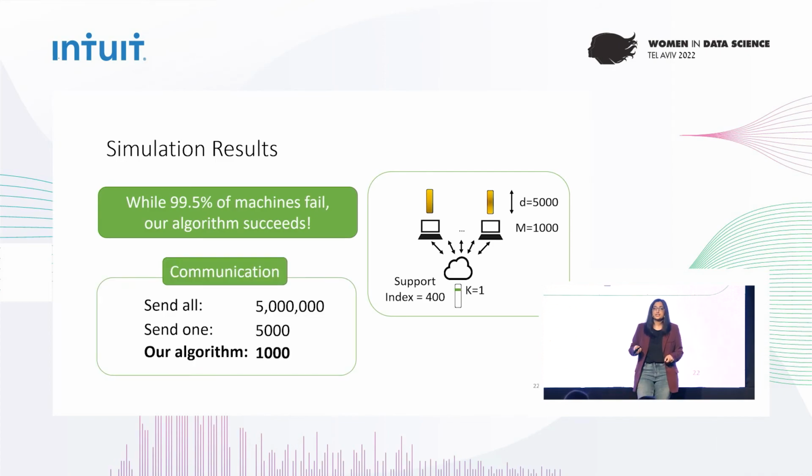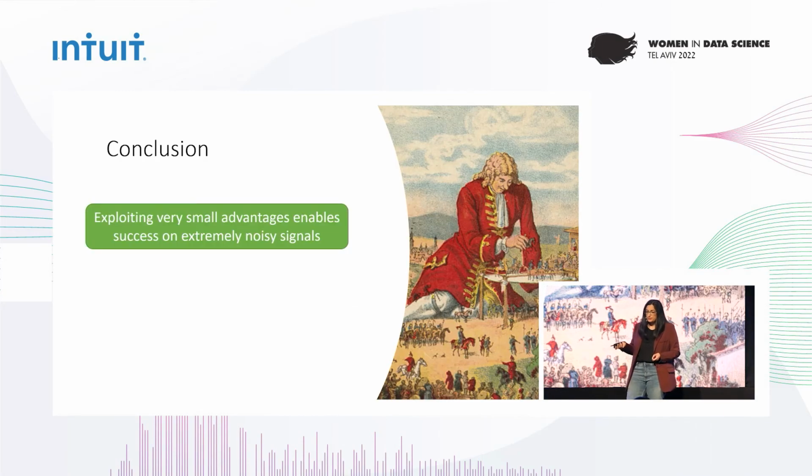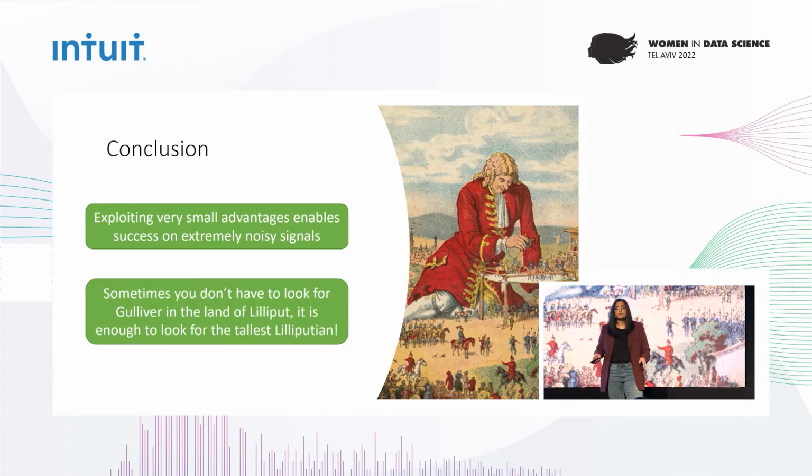In terms of communication, the naive algorithm we showed in the beginning that sends everything uses 5 million values. Even sending one image requires sending 5,000 values. But our algorithm can succeed by only sending 1,000 indices, and this is only 0.02% of the naive solution. To conclude, exploiting very small advantages enables success on extremely noisy signals. Or in other words, sometimes you don't have to look for Gulliver in the land of Lilliput. It is enough to simply look for the tallest Lilliputian.